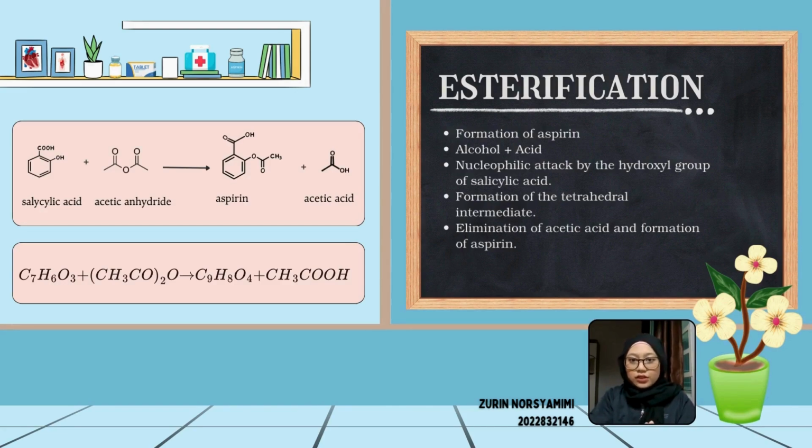The hydroxyl group of salicylic acid acts as a nucleophile and attacks the electrophilic carbonyl carbon of acetic anhydride, and the result is the formation of a tetrahedral intermediate. Hence, the formation of the tetrahedral intermediate is followed by the breakdown of the intermediate to release acetic acid and form acetylsalicylic acid, which we know as aspirin.